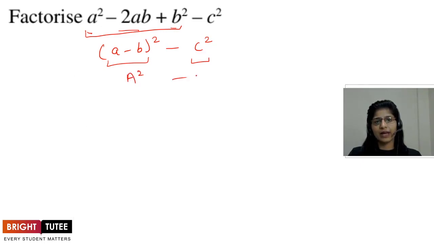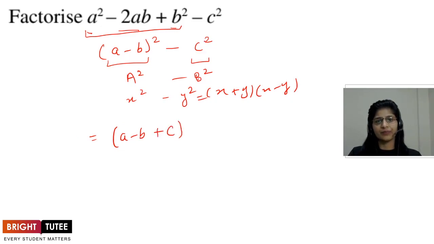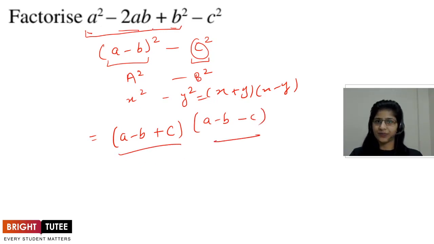So a square minus b square, we can consider it like x square minus y square, that gives us x plus y into x minus y. So what is x here? A minus b plus c, right? This one, and then a minus b minus c. So these will be the two factors for this. Got it? So here two identities are used one after the other. First we use a square minus 2ab plus b square, and now we are using a square minus b square.